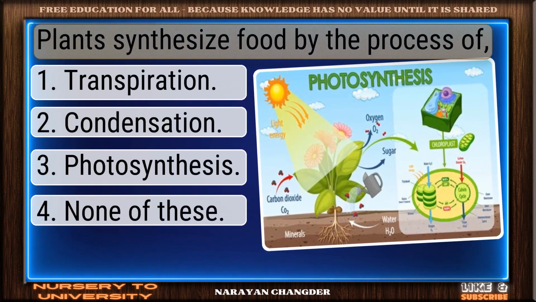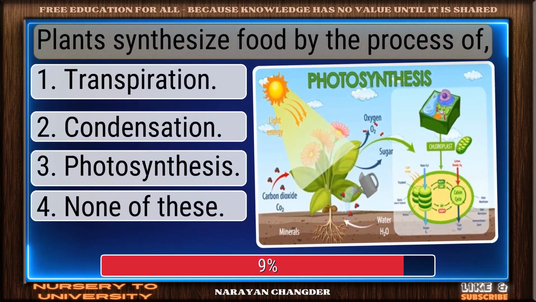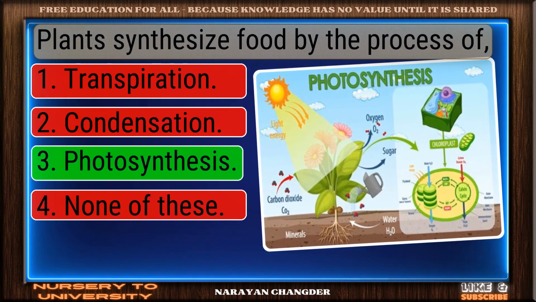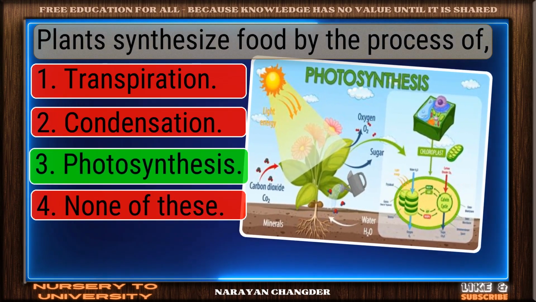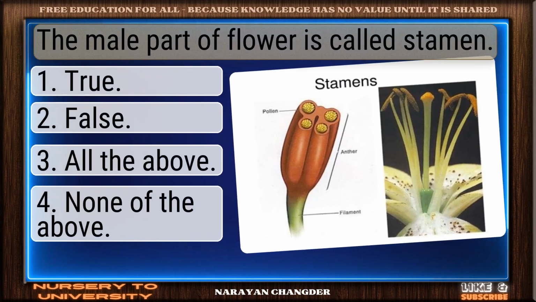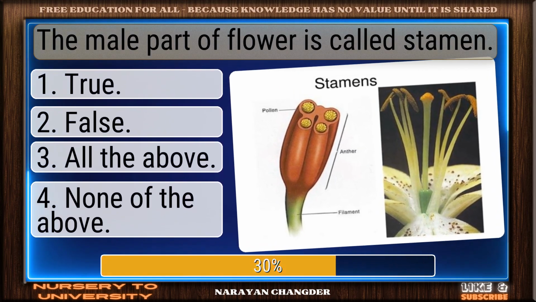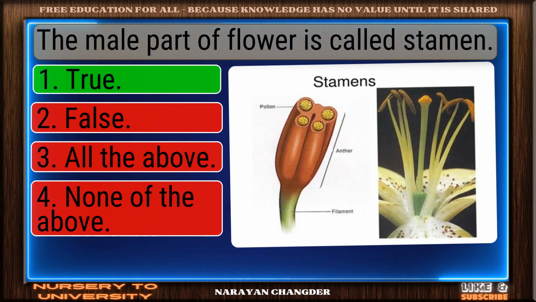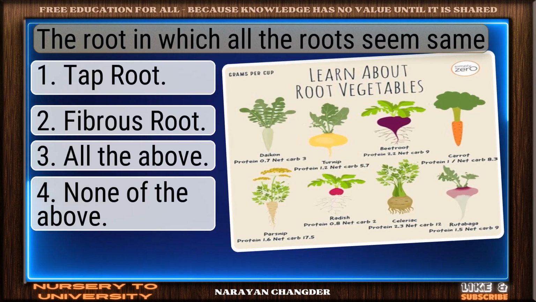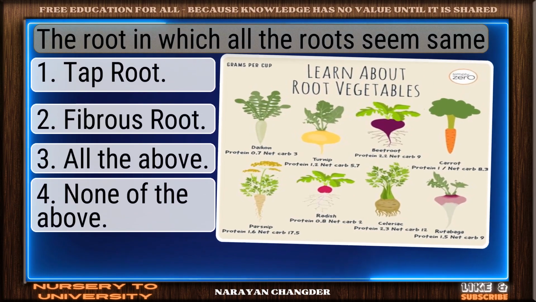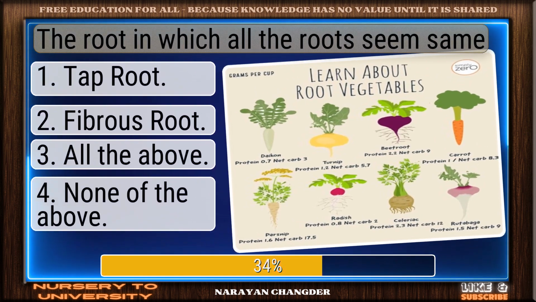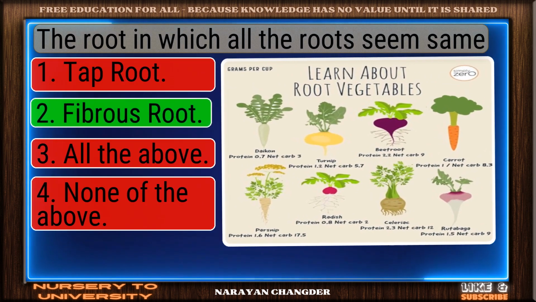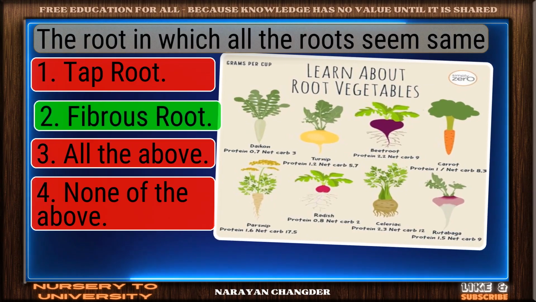Plants synthesize food by the process of. Smart move. Photosynthesis is an accurate answer. The male part of flower is called stamen. Excellent. True is a brilliant choice. The root in which all the roots seem same. Nicely done. Fibrous root is a solid answer.